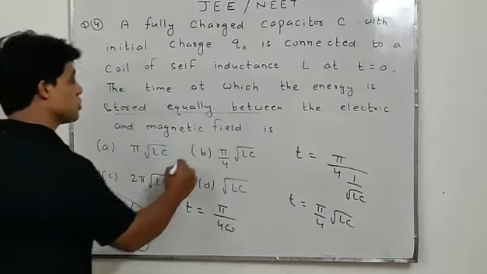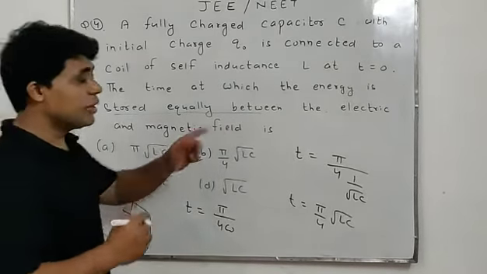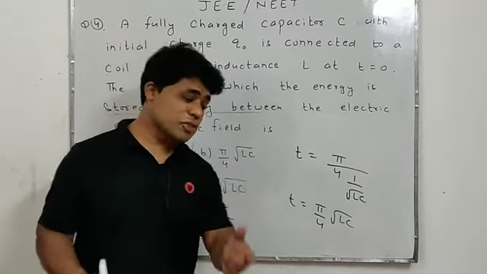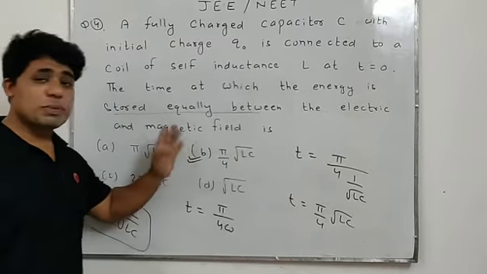So which one is the correct option? B is the correct option. It means the energy will be equally distributed between the capacitor and the inductor after the time pi upon 4 root LC. This is correct, so B is the correct option.